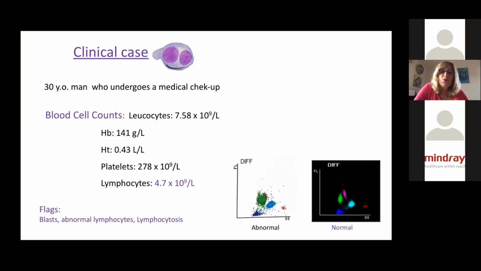And the blood cell counts showed a normal leukocyte number, normal hemoglobin, normal platelet counts, but a slightly high number of lymphocytes was detected, only 4.7 × 10^9/L. And in the graph, the dispersion is not normal because here lymphocytes and monocytes are together. Something is wrong. The flags were blasts, abnormal lymphocytes, and lymphocytosis. Take a look at the smear.